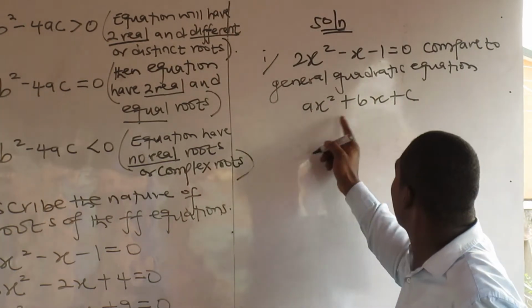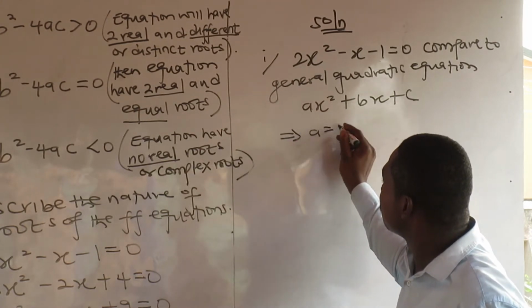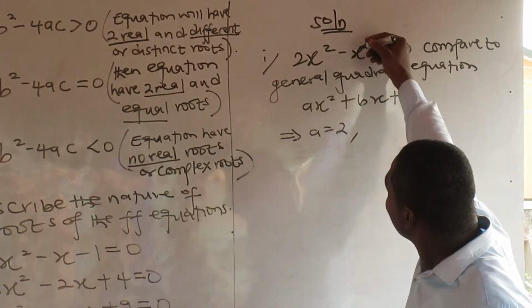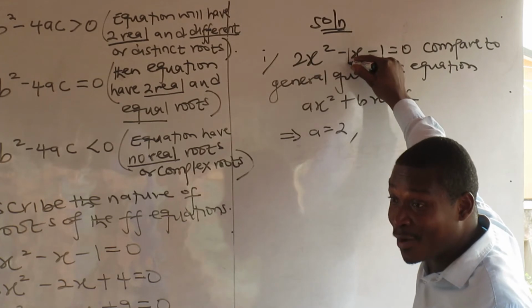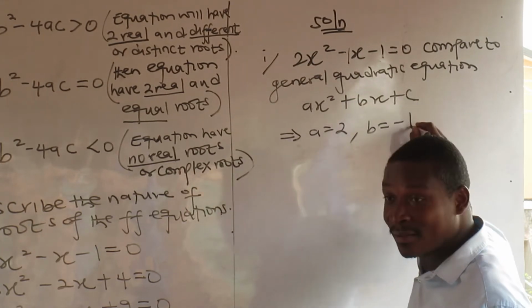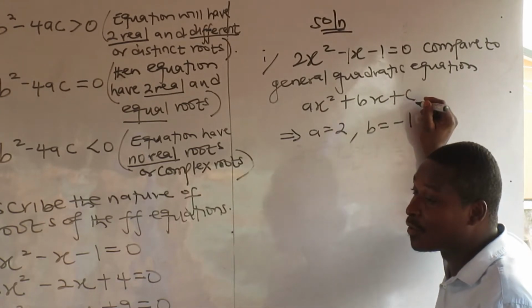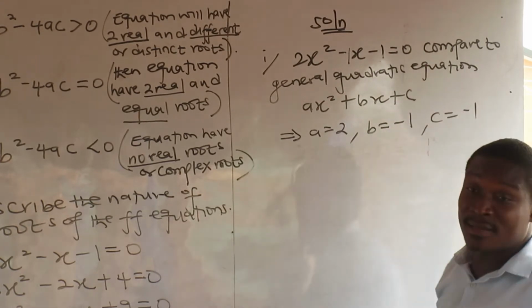So let's look at something here. Compare. a is 2. Do you agree? There should be a coefficient here, because it is not written as a coefficient, it is 1. So this b happens to be -1. Agreed? Now c is a number without a variable. So c is equal to -1.